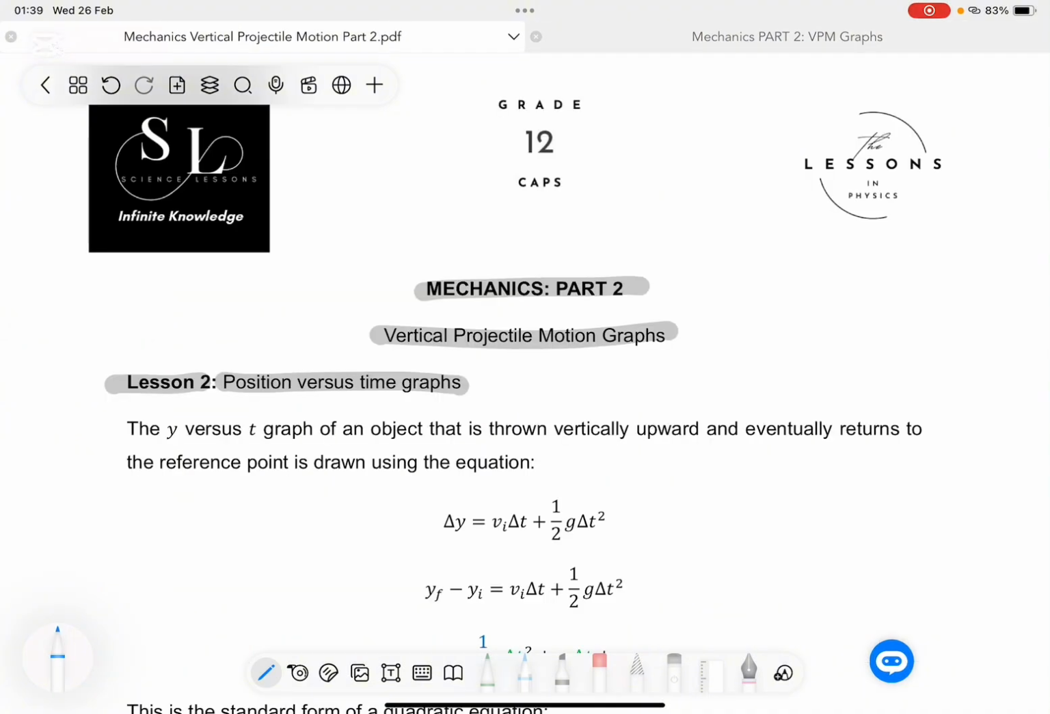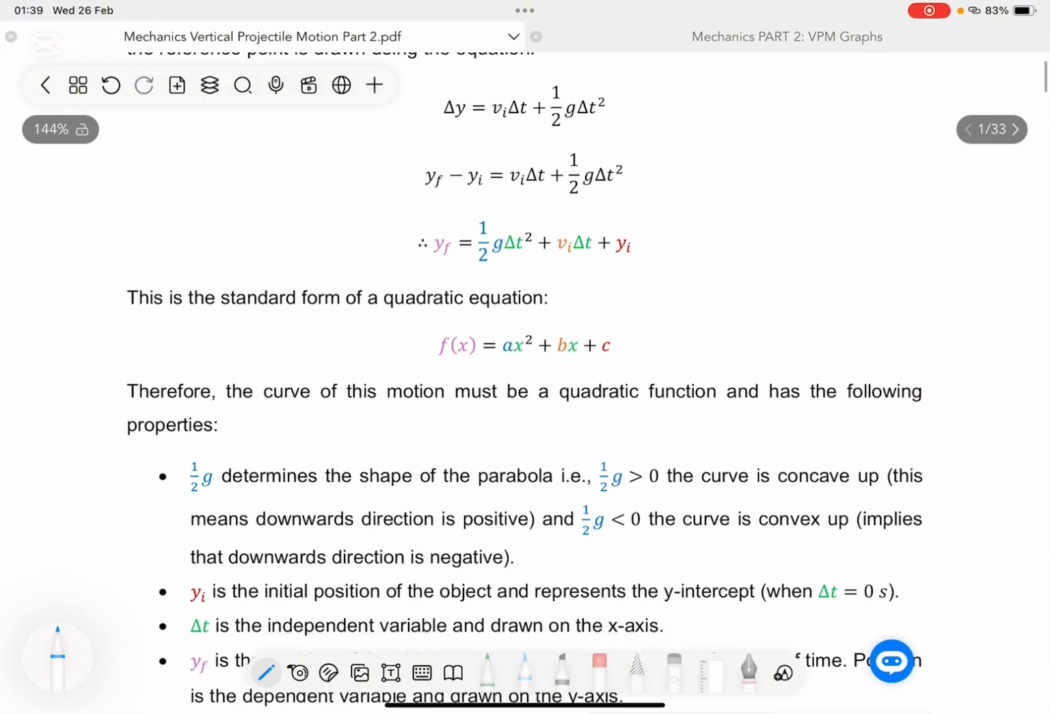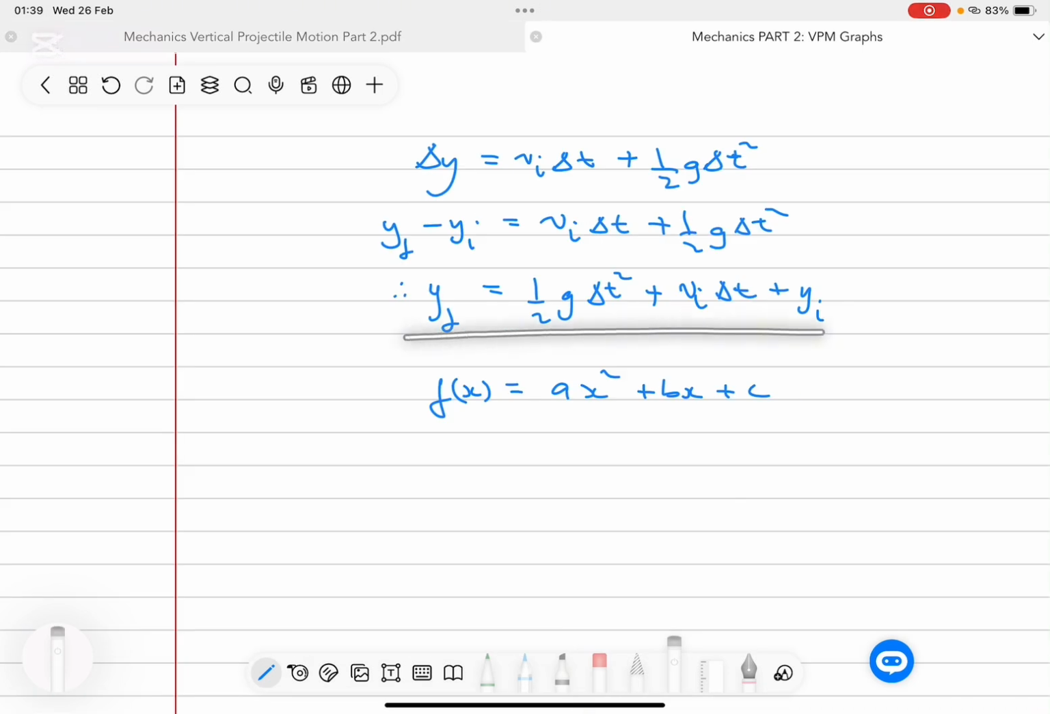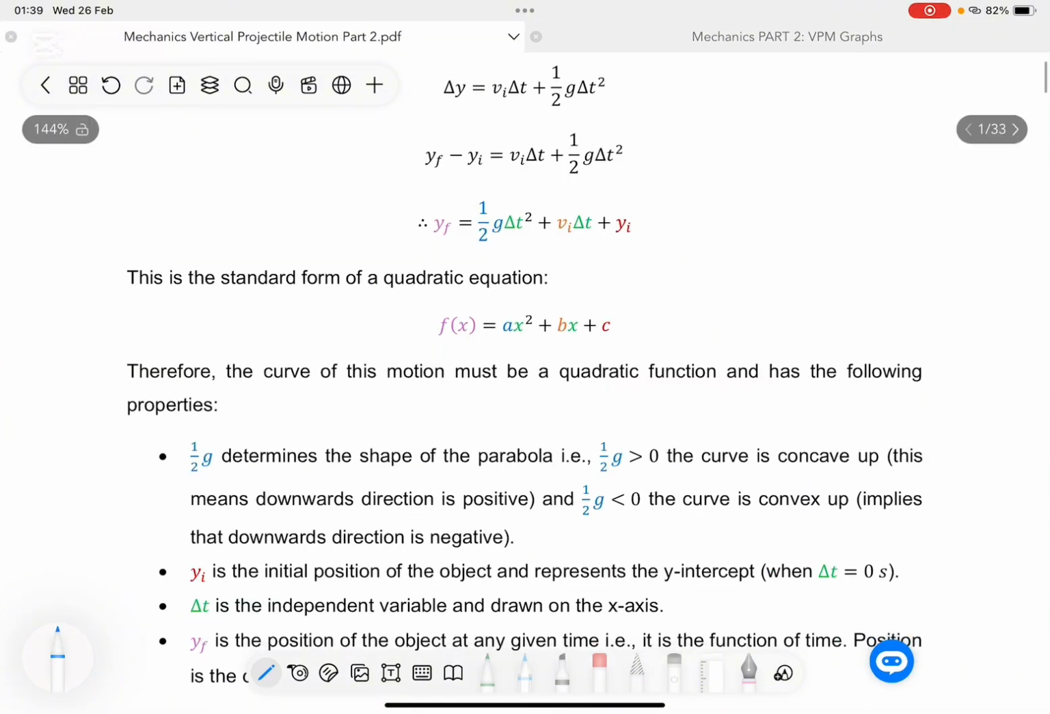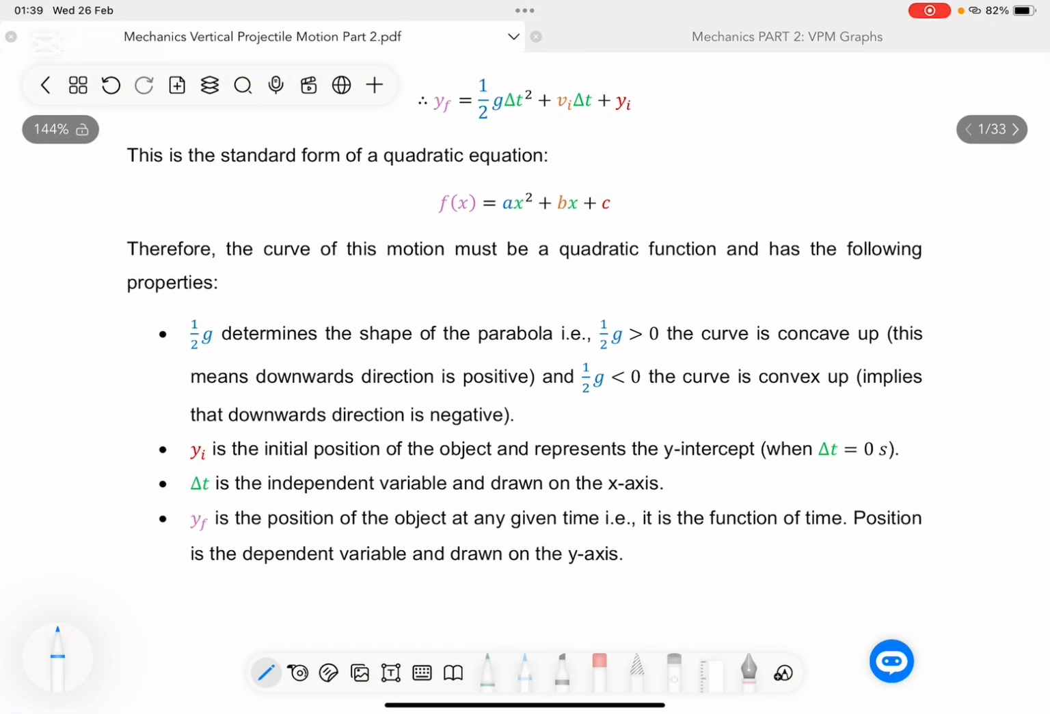That automatically translates to the fact that this equation of motion has the same properties as a parabola, or a quadratic function, if you would like to put it that way. Now, when we break it down, the 1/2 g, remember, is the same as a. It behaves in the same way as a. It will determine the shape of our parabola. It will tell us the shape of the parabola.